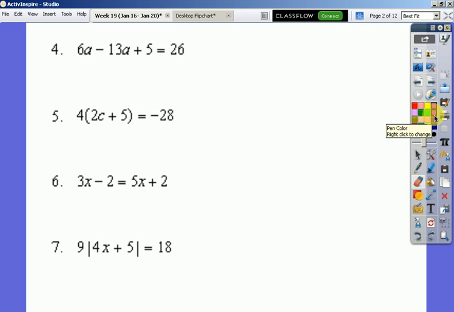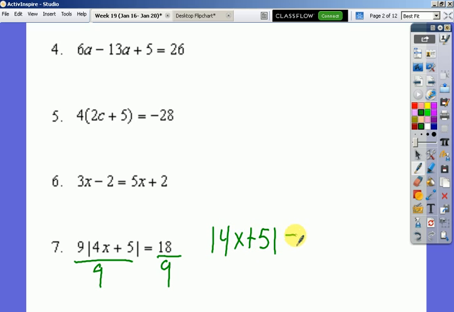Okay, so number 7. How do I tackle that? What's the first thing that I do? Not subtract 9. Divide by 9. Right. Get rid of everything around the absolute value first. I'll say that again. Get rid of everything around the absolute value first before you split it up into 2 linear equations. So the very first thing I want to do is divide by 9. When I do that, I get the absolute value of 4x plus 5 is equal to 2. Now, what do I do?